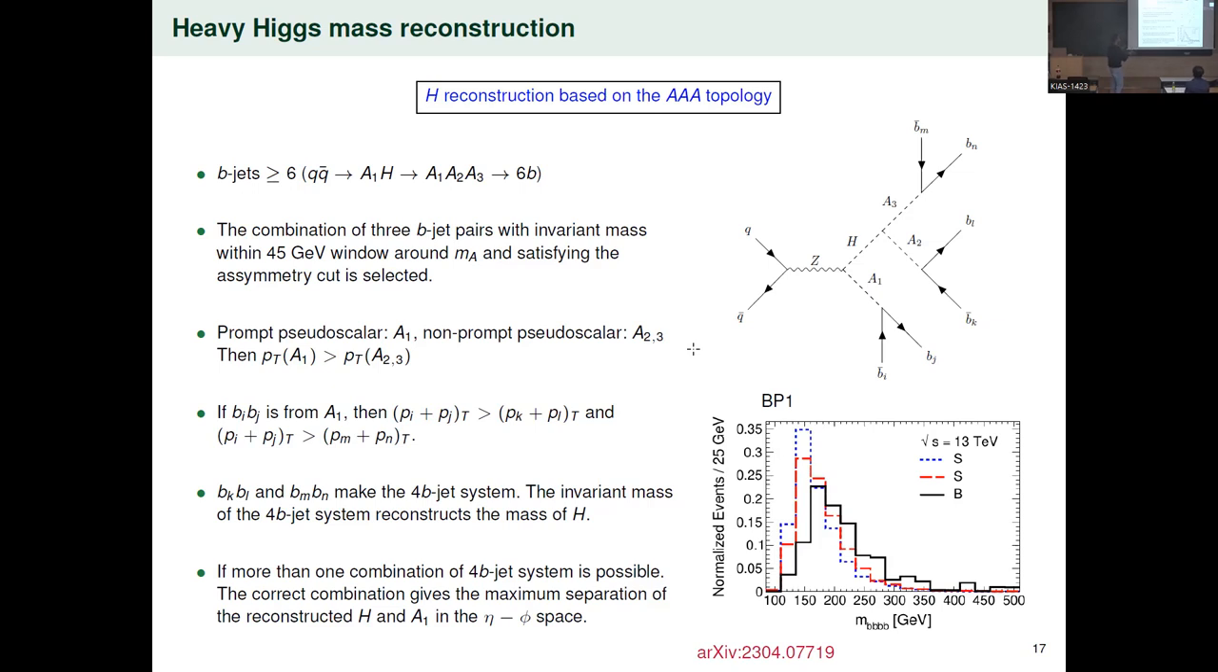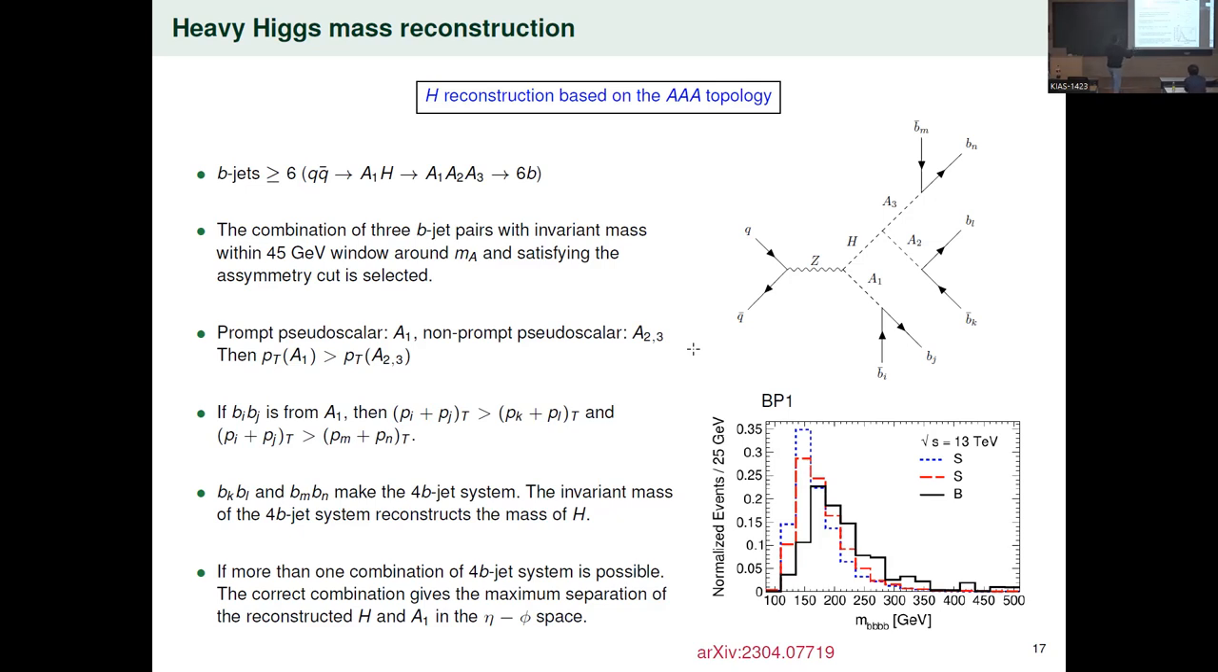And then, just like before, we make all possible combinations of 3 B-jet pairs. The combination for which the B-jet pairs have the invariant mass within a 45 GeV window around the pseudoscalar, and also pairwise satisfy the asymmetry cut, is selected. So we have found the B-jet pairs which satisfy the invariant mass of the pseudoscalar, and they also satisfy the asymmetry cut. Now we have to identify which of the B-jet pairs is coming from the prompt pseudoscalar.